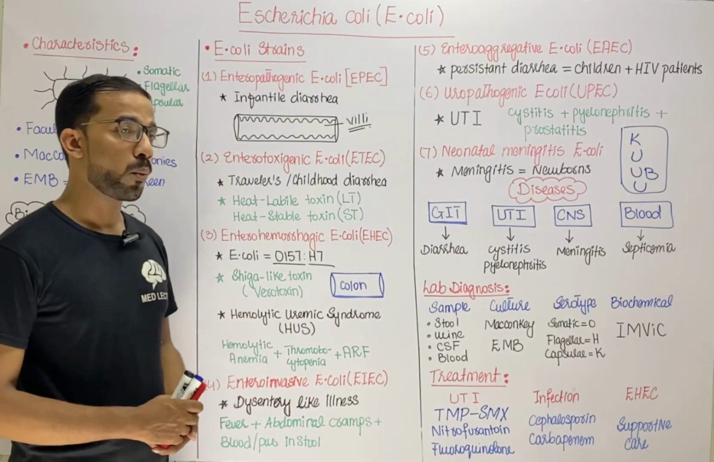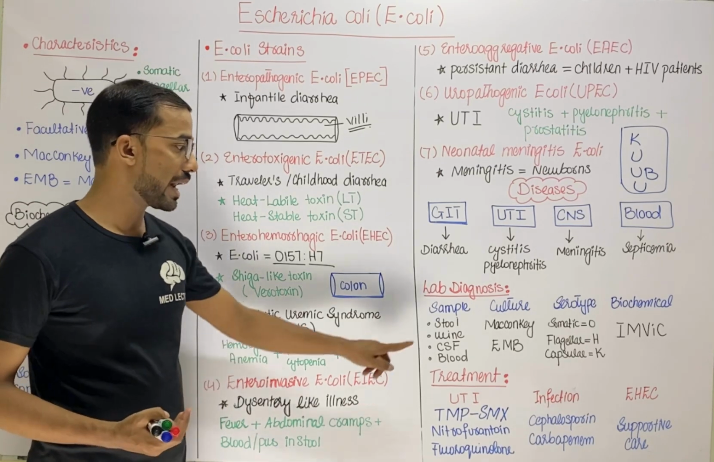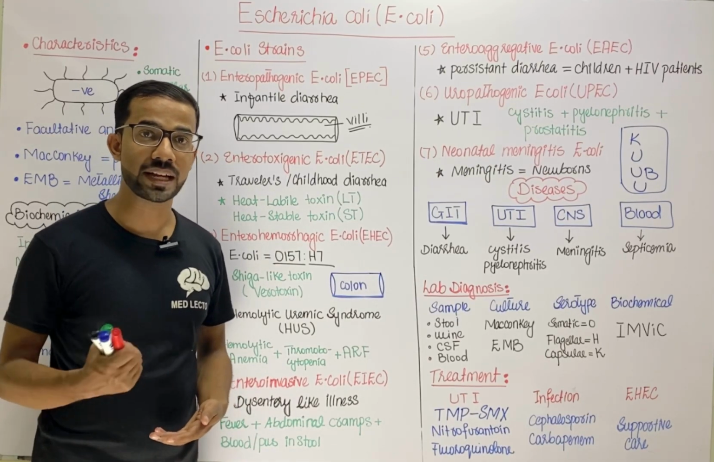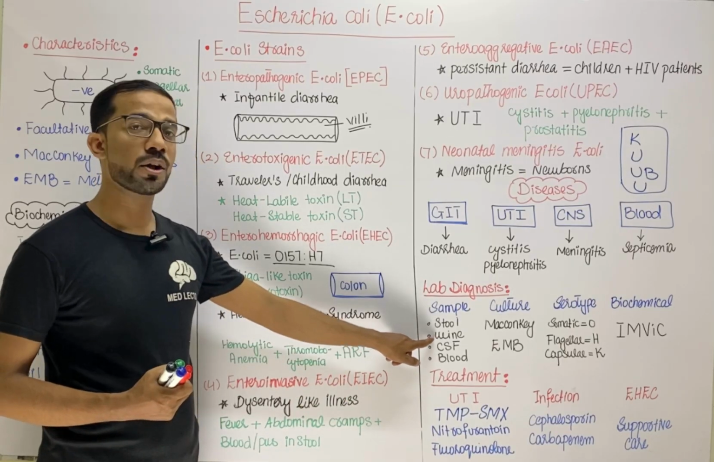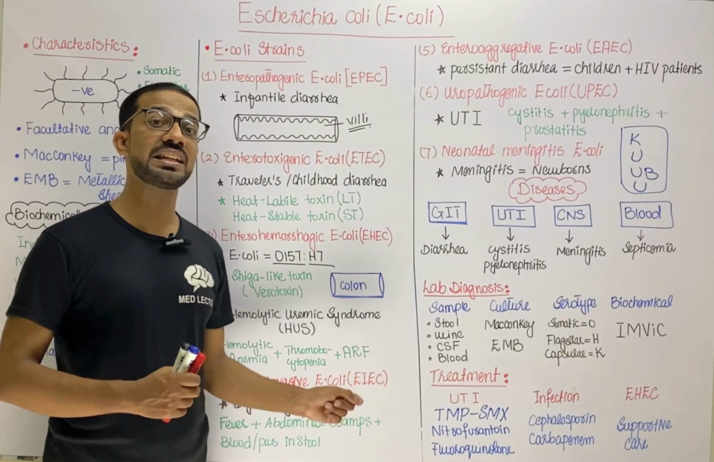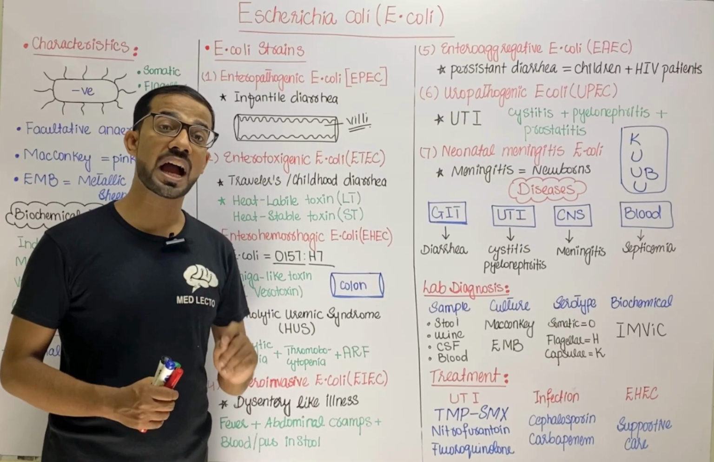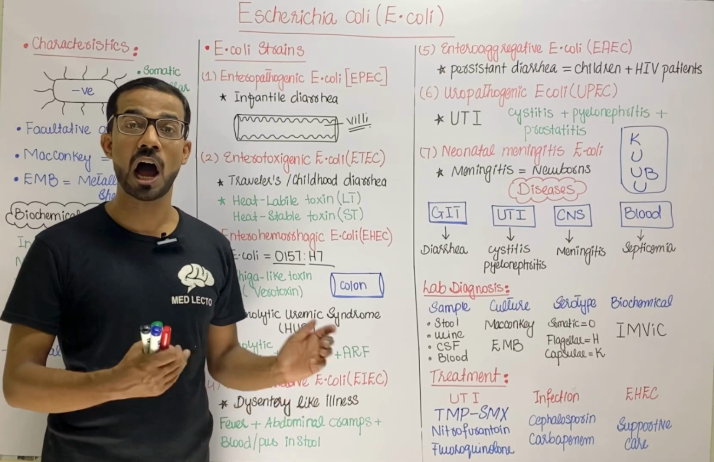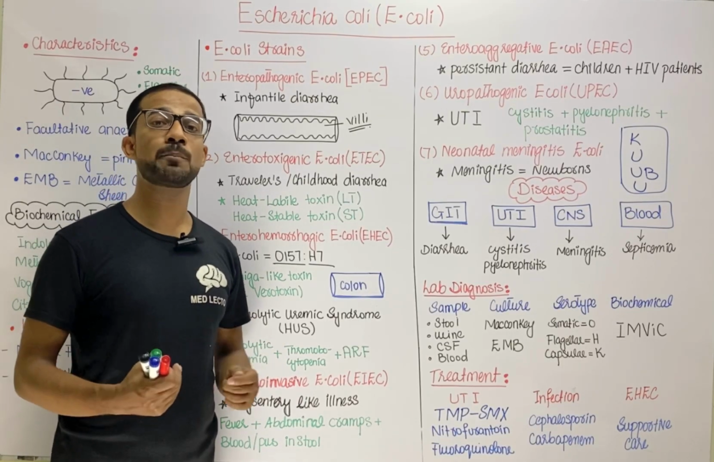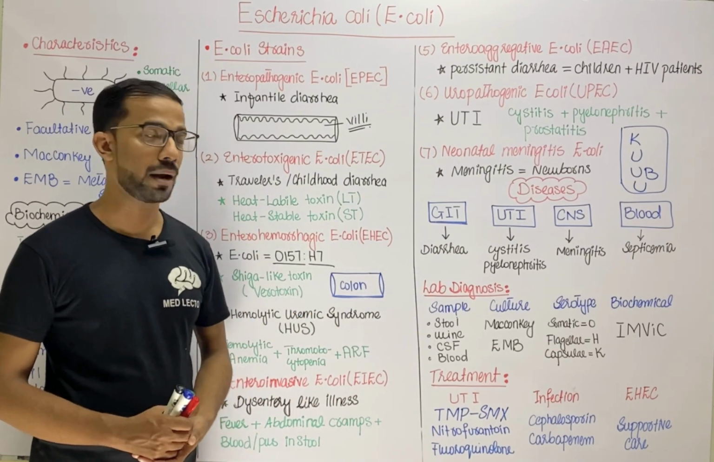Next, lab diagnosis. What type of sample will we take? We will take it according to the clinical manifestations. Like we can take stool if it presents with GIT symptoms, we can also take a urine sample in case of UTI, urinary tract infection. We can also take CSF in case of meningitis. So how the patient presents with symptoms will decide what type of sample we take. And in case of septicemia, we will take blood.